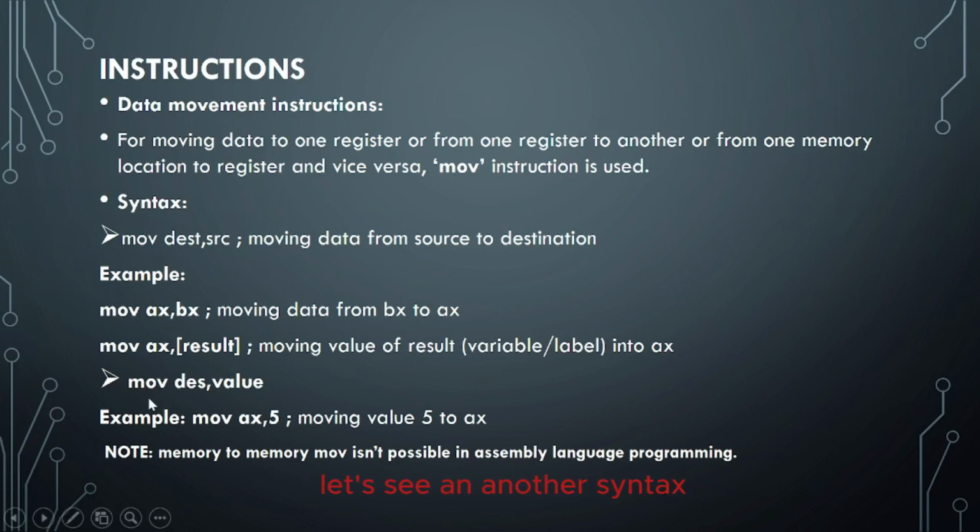Let's see another syntax, that is move destination, value. Here we are moving a value to the destination location. Let's see an example, move AX, 5. It means we are moving value 5 to AX. Here is a point to note that memory to memory move is not possible in assembly language programming. It means you cannot transfer data of one variable to another.